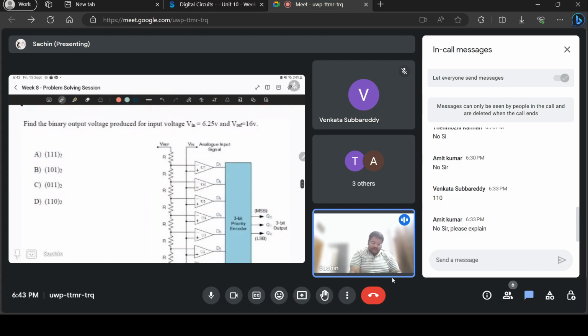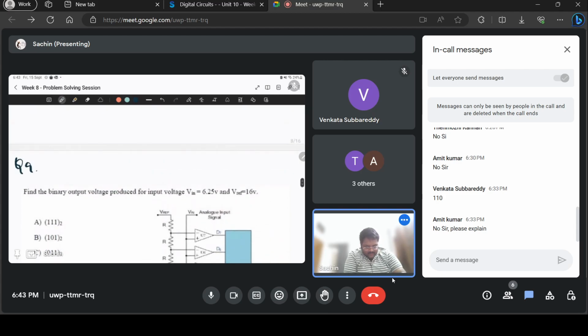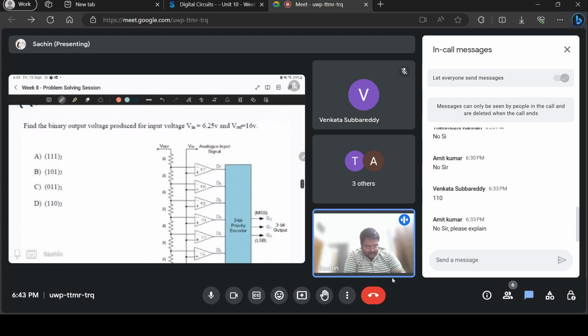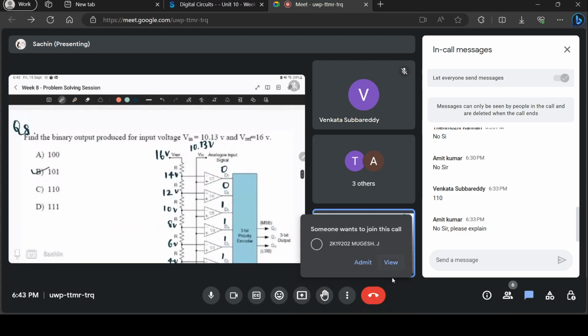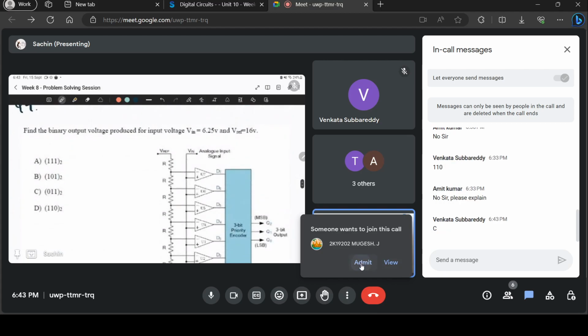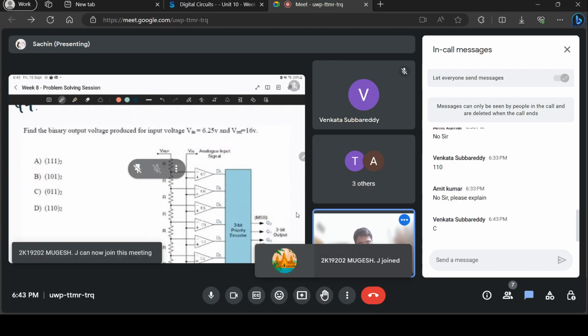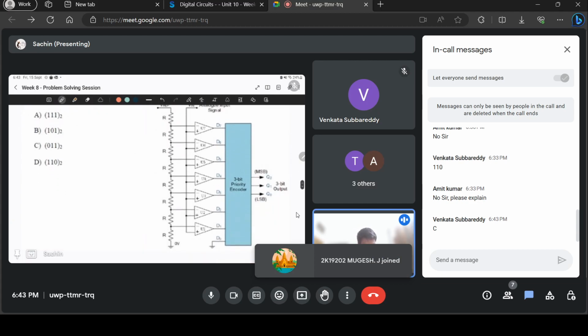Next question is also based on the same concept. You guys try it out and type the answer in the chat box. I'll see if you understood what I told. Only difference here is Vn is 6.25 volts instead of 10.13, but the reference voltage is same, 16 volts. Okay. Venkata says it's C. What about you guys?